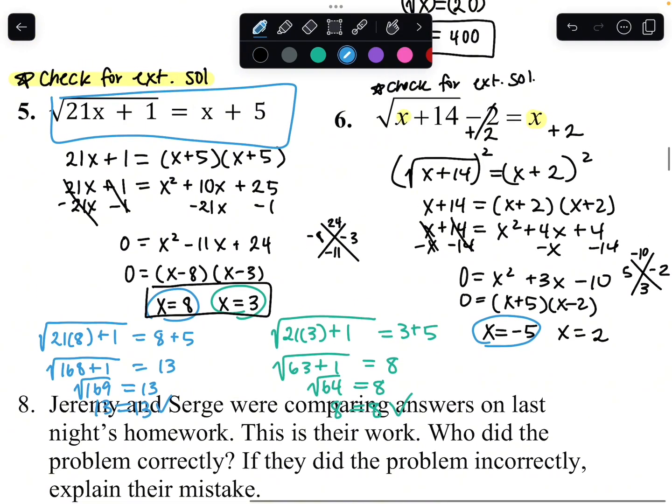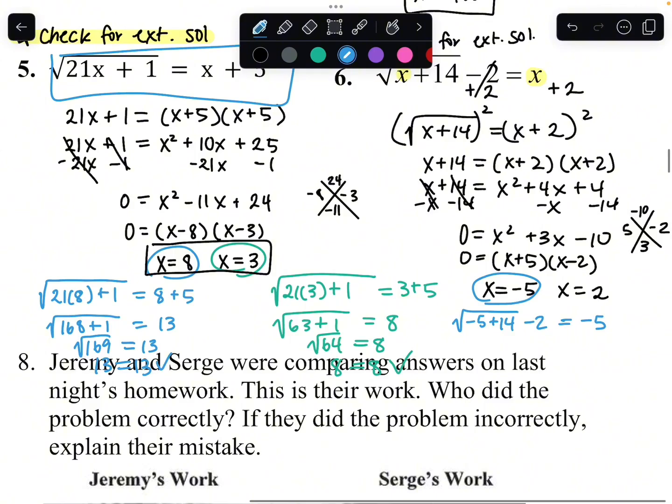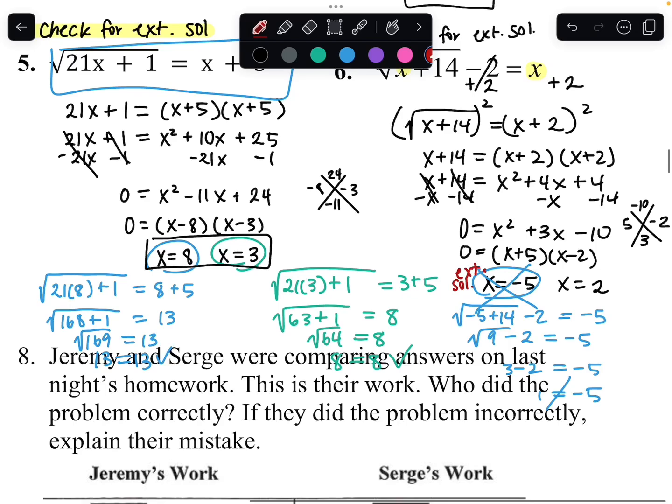First, we're going to check x equals negative 5 in the original equation. So we would get negative 5 plus 14 minus 2 equals negative 5. Simplifies to square root of 9 minus 2 equals negative 5, which is 3 minus 2, which says 1 equals negative 5. That is not true. And so x equals negative 5 is an extraneous solution. And so you would mark that out and label it extraneous solution.